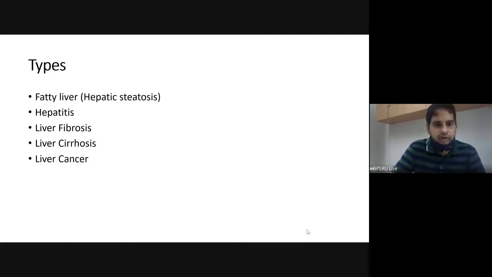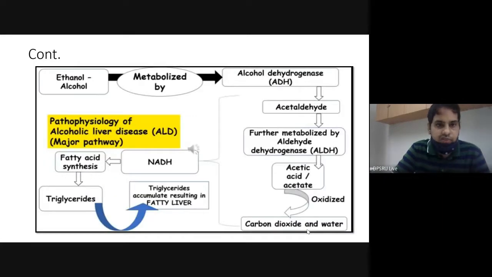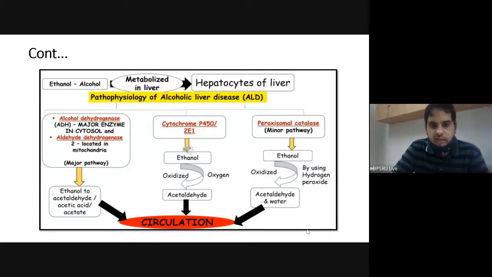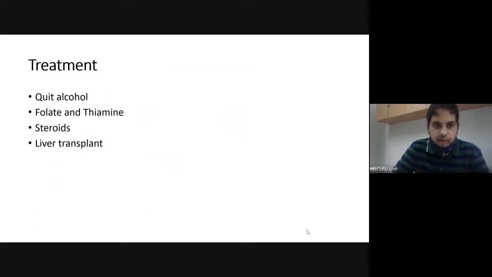Alcoholic liver disease, ALD, we have already covered. What is its etiology? What are the different types? Fatty liver, hepatitis, liver cirrhosis, and liver cancer pathogenesis we have discussed, and how ethanol is metabolized in the body, and what happens when a person takes excess alcohol or uses alcohol continuously, how it's damaging our liver, and how this liver damage results in irreversible damage. Where we have no other options, we have to go for a liver transplant, and these treatments we have discussed.